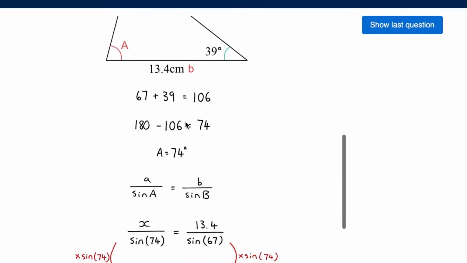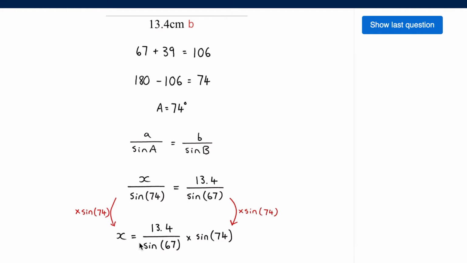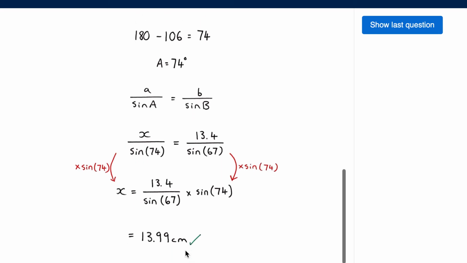Substituting into the sine rule, a over sine A equals b over sine B, we have x over sine 74 equals 13.4 over sine 67. Multiplying both sides by sine 74, we get x equals 13.4 over sine 67 times sine 74, which when entered into a calculator gets us 13.99 centimetres, correct to 2 decimal places.